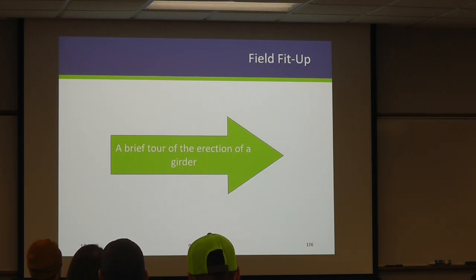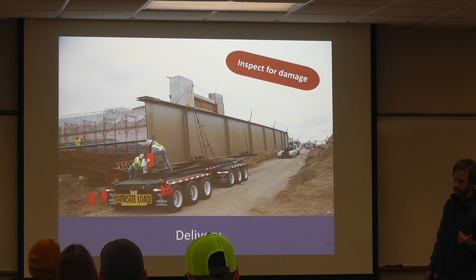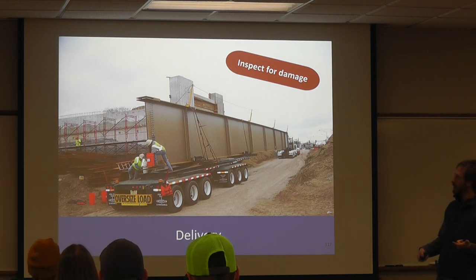So let's kind of go through a brief tour, just to wrap your heads around what this might look like. So girders, you've done all your pre-planning, right? Your bearing seats are in the right spot. You've got your bearings set. Your erection plan has been approved. Shoring towers are installed. They all look good. Girders coming to the site. So you're bringing in a haul road.